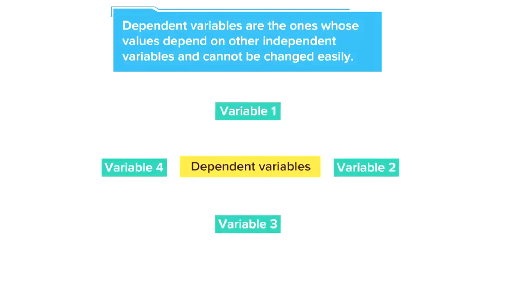Dependent variables are the ones whose values depend on other independent variables and cannot be changed easily. They bear a relationship with different variables. Changing the value of the independent variables will affect the value of the dependent variable.